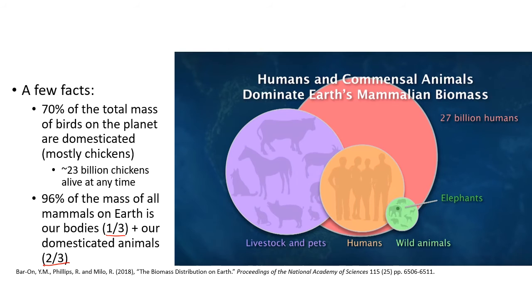Okay, and then this diagram really illustrates that. If we have 8 billion humans on the planet, that's about that size of circle, just relatively speaking, compared to all the wild animals on the planet, which is much less, and our livestock and pets, all of our domesticated animals. This is about 2/3 of the mammalian biomass on the planet. This is about 1/3 of the mammalian biomass on the planet, and the wild animals are the remaining 4%.